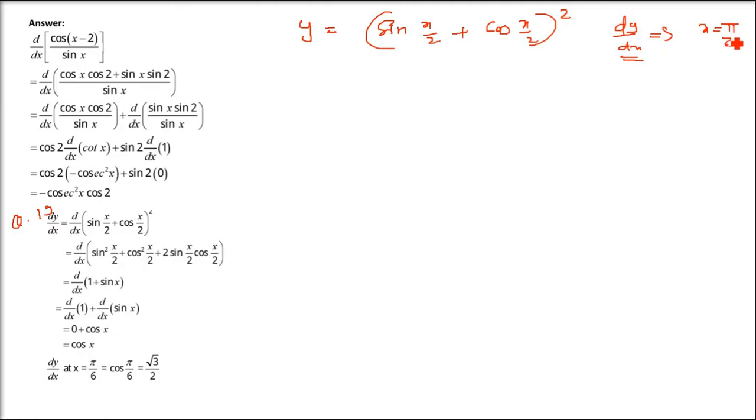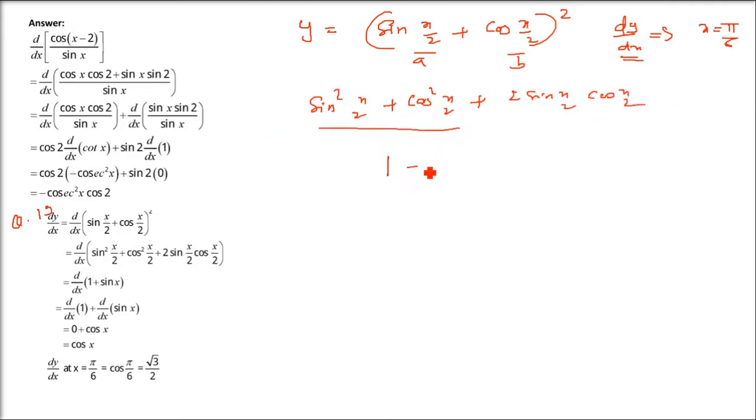What do we do? We find dy by dx, and whenever the answer comes, we will apply x as pi by 6. So this is a plus b whole square. A plus b whole square is a square plus b square plus 2ab. So this is sin square x by 2 plus cos square x by 2 plus 2 sin x by 2 cos x by 2. We have sin square theta plus cos square theta is 1, and 2 sin theta cos theta is sin 2 theta. Sin 2 into x by 2 is sin x. So ultimately you have to differentiate 1 plus sin x. It will be 0 plus the derivative of sin x, which is cos x. So you only have cos x.